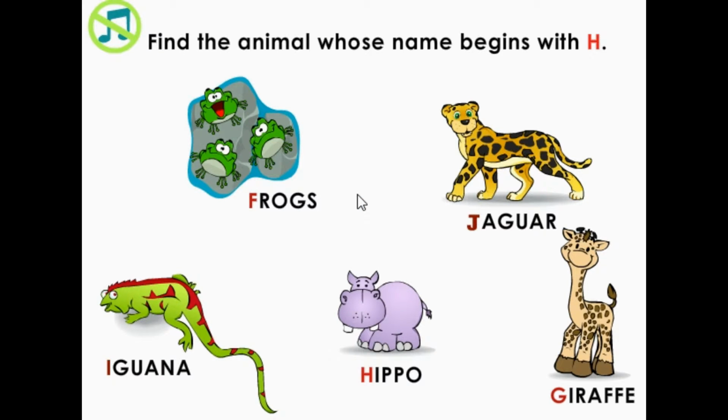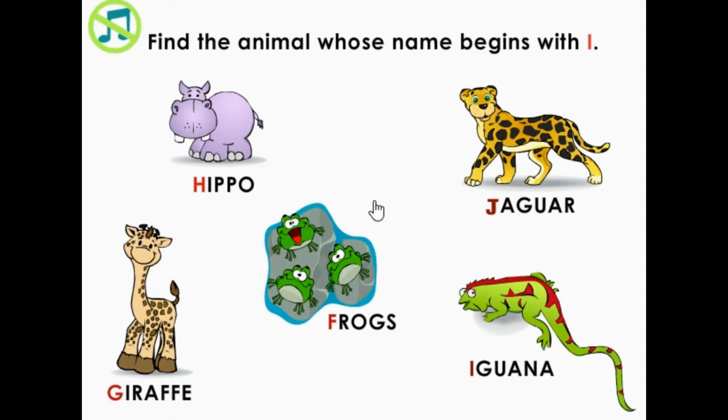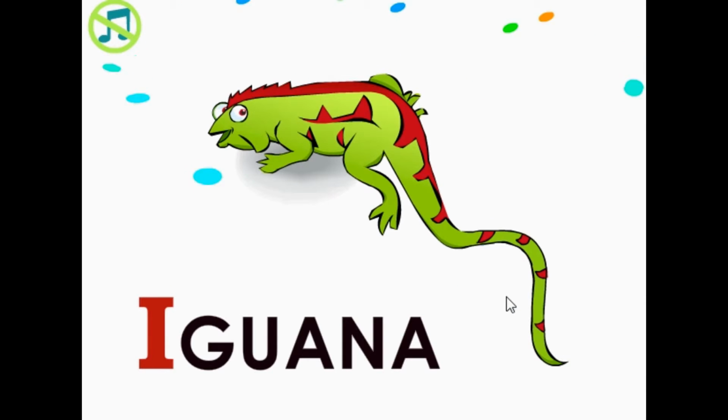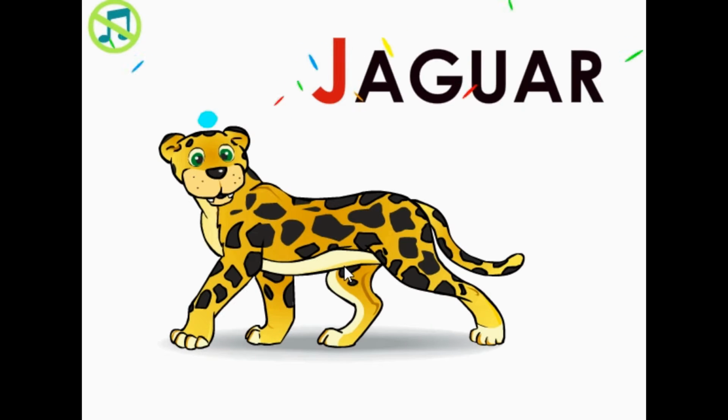Find the animal whose name begins with H. Yes, hippo begins with H. Find the animal whose name begins with I. Good job! Iguana begins with I. Find the animal whose name begins with J. Excellent! Jaguar begins with J.